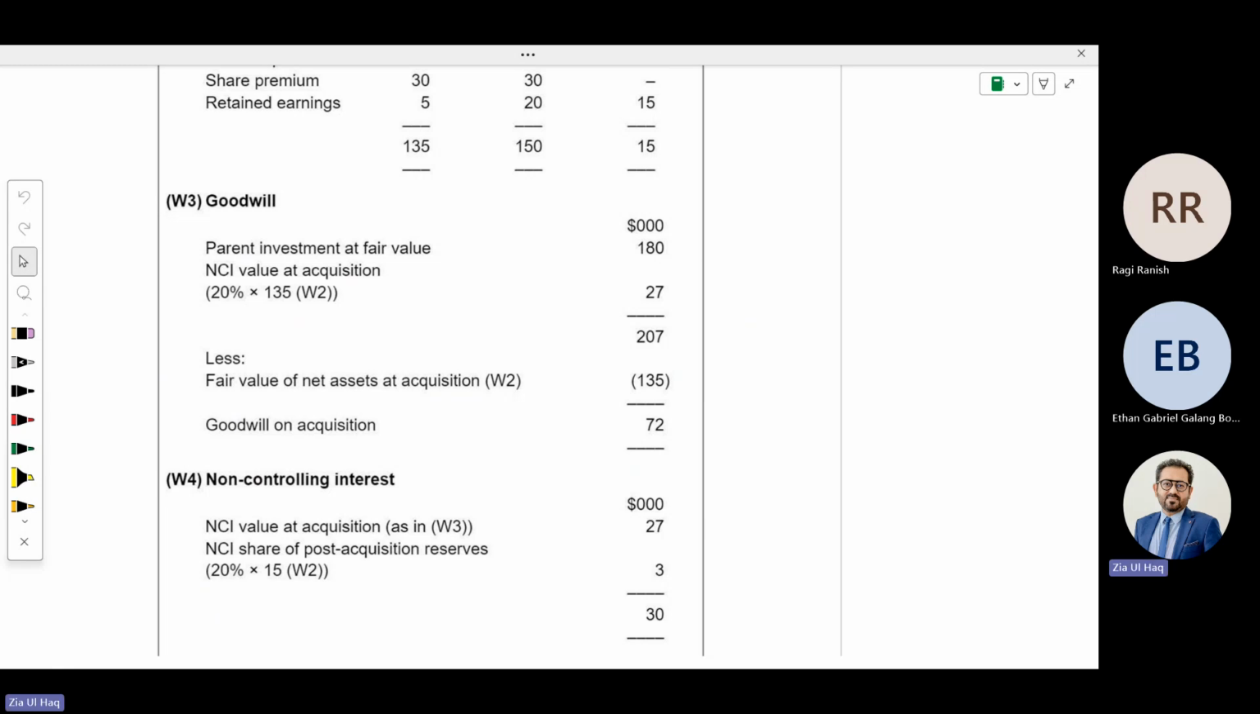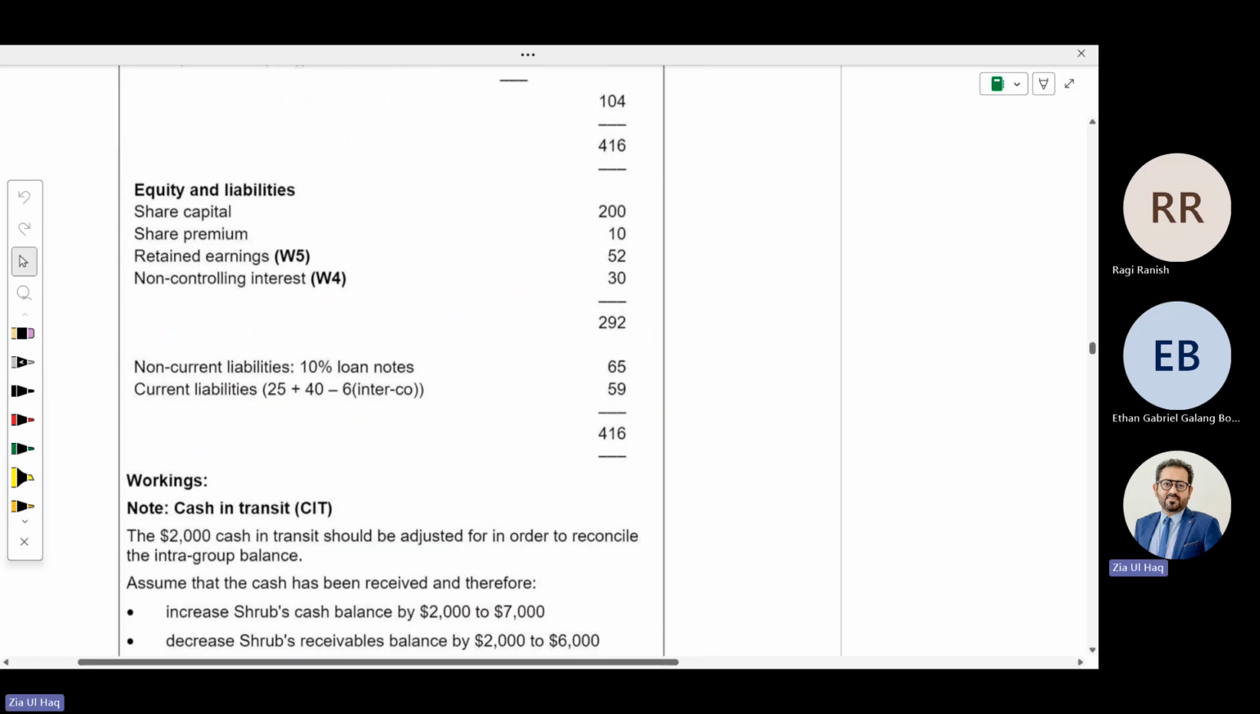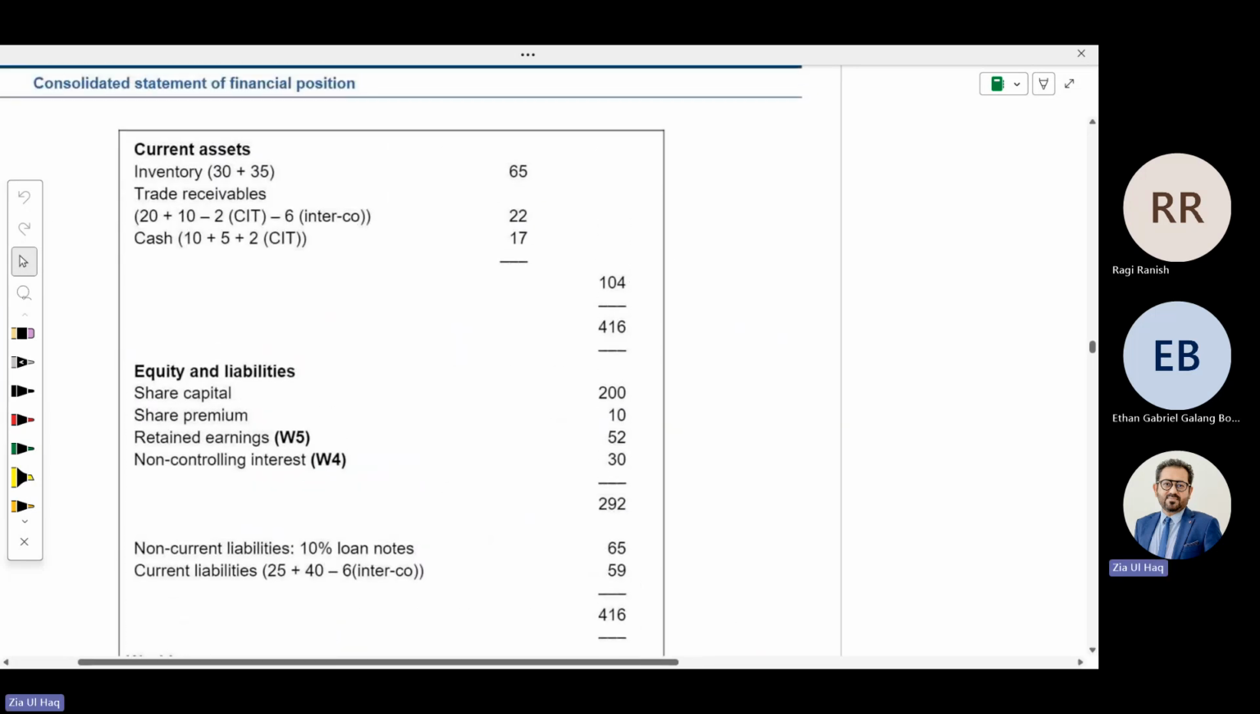And in consolidation, we need to first calculate the holding percentage. Then we need to calculate net assets of the subsidiary at acquisition date and at reporting date, and what is the difference in reserves. We need to calculate non-controlling interest. We need to calculate the group's retained earnings.